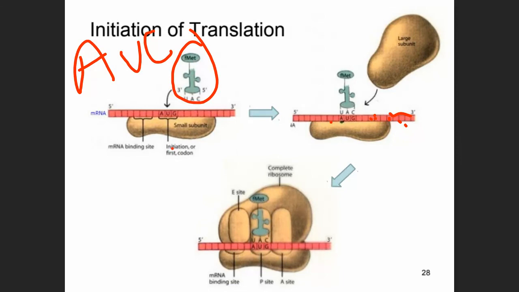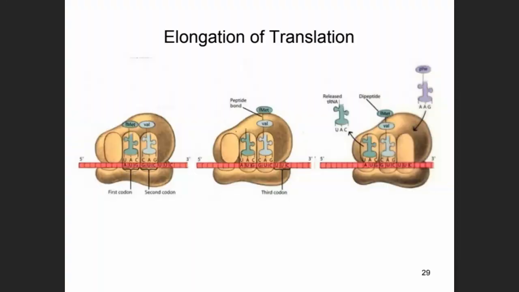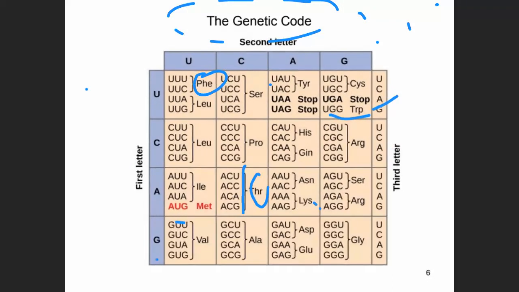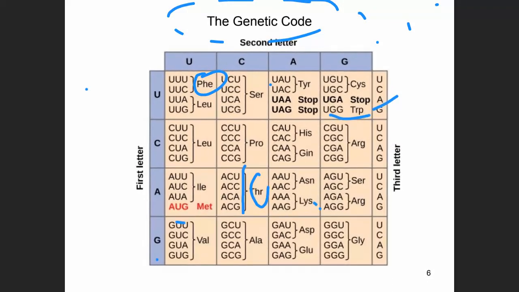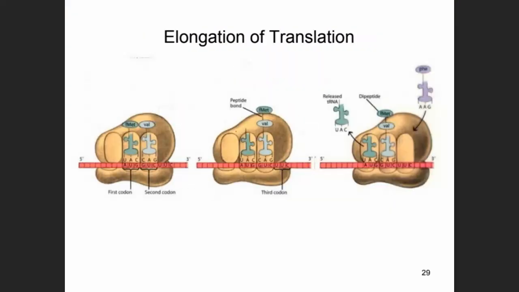And the ribosome continues traveling until it reaches the next three nitrogenous bases, which are GUC. I'm going to go back to my genetic code and see what GUC is. G-U-C, G-U-C, it's a valine. So I am the transfer RNA with valine. It's coming and binds to the A site of the ribosome.